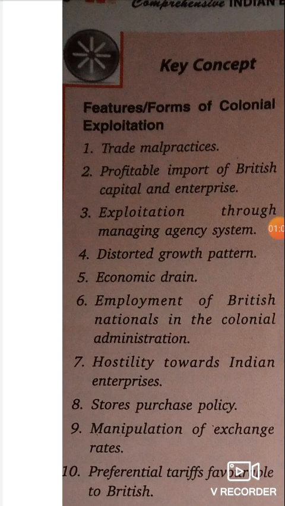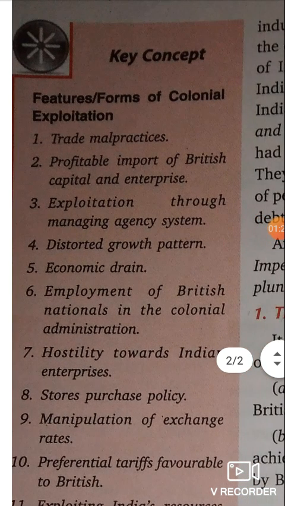Now if we talk about the trade malpractices, or wrong practices, wrong practices means only the Britisher wanted to collect the raw material from the agriculture sector in India, and in return they did not want to give any benefit, only the profit. Their only intention was to get the raw material very cheap. That is trade malpractices.